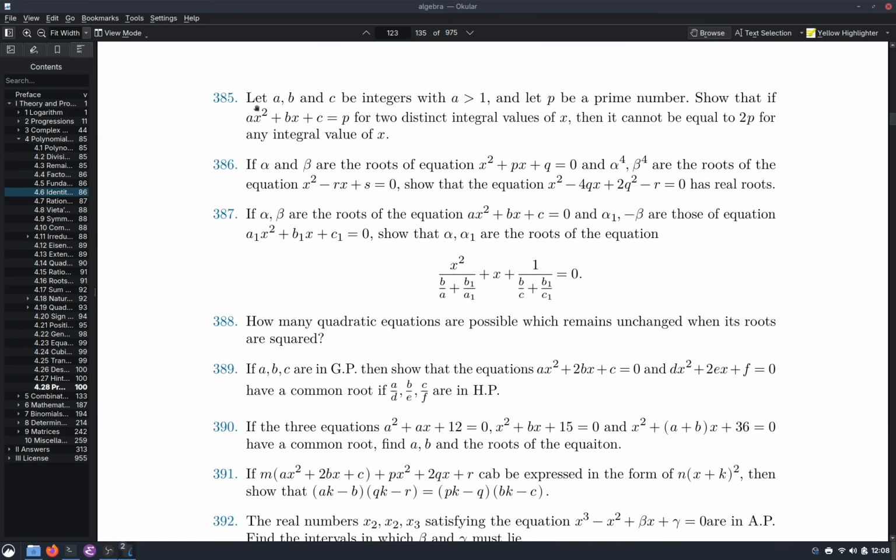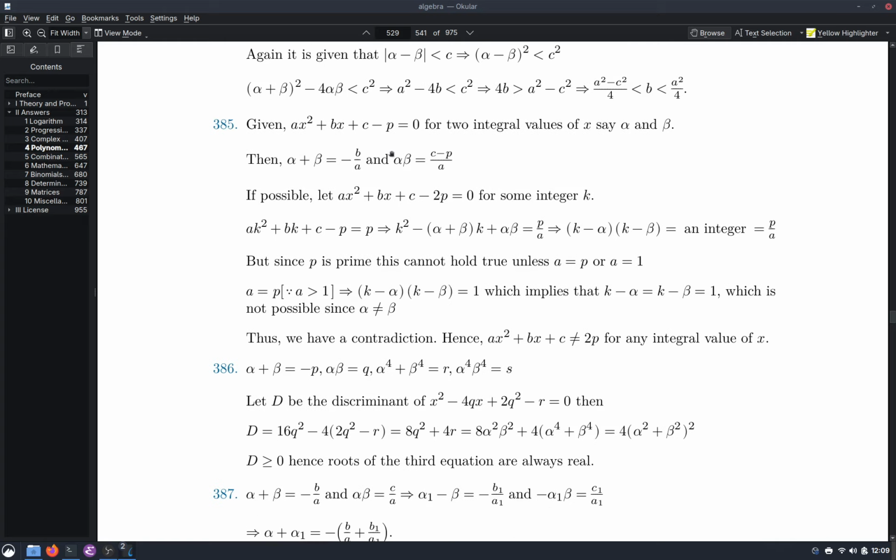Question 385 says that let a, b and c be integers with a greater than 1 and let p be a prime number. Show that if ax square plus bx plus c is equal to p for two distinct integral values of x, then it cannot be equal to 2p for any integral value of x. So we are given that ax square plus bx plus c minus p is equal to 0 for two integral values of x, which we take as alpha and beta.